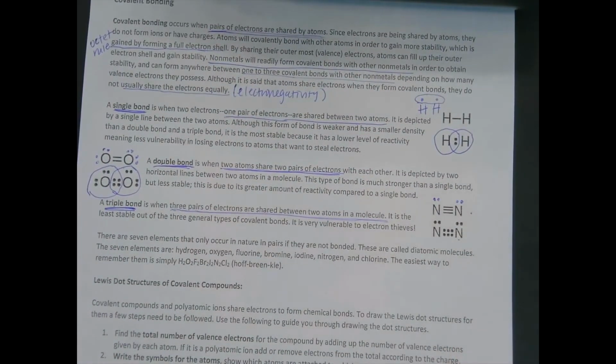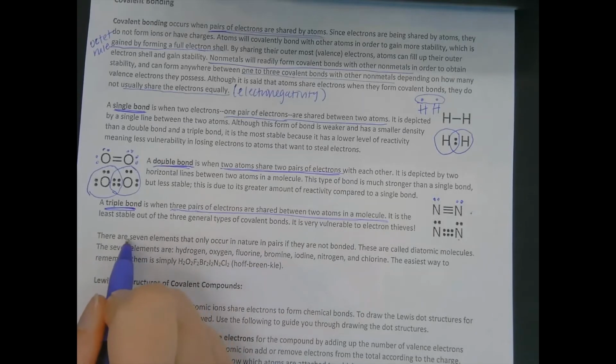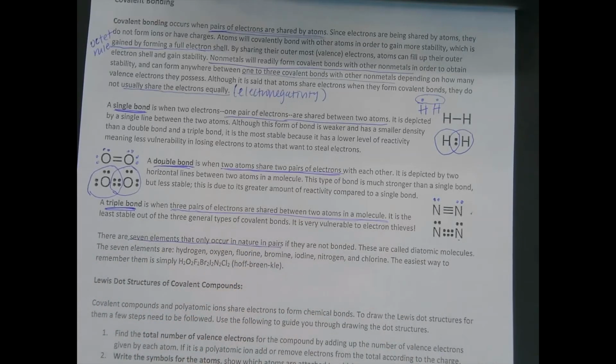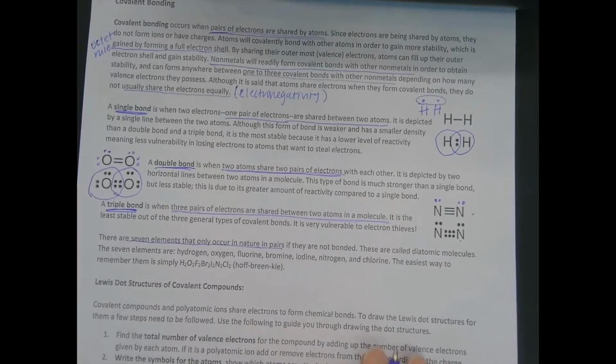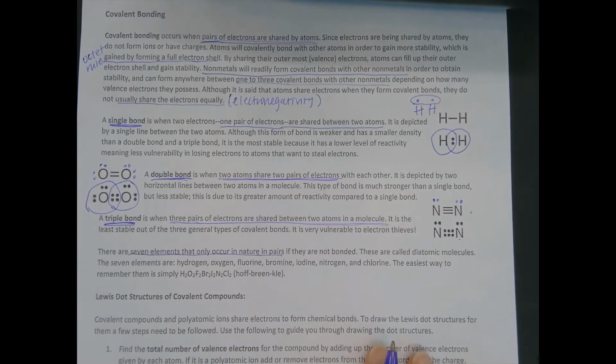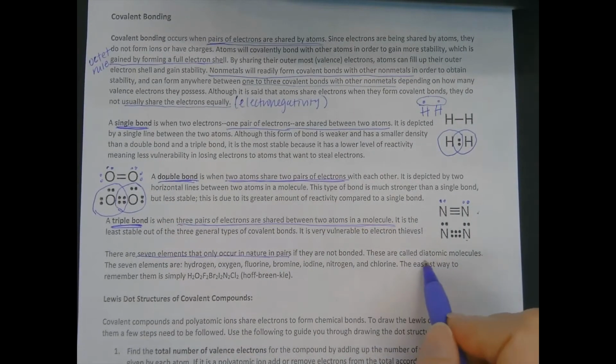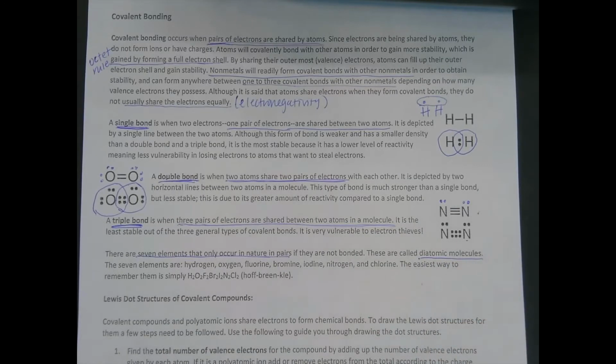There are 7 elements that only occur in nature in pairs if they are not bonded with something else. You need to star, highlight, or circle this because I am expecting you to memorize this. They are called diatomic molecules. Well, let's think about that word, diatomic.